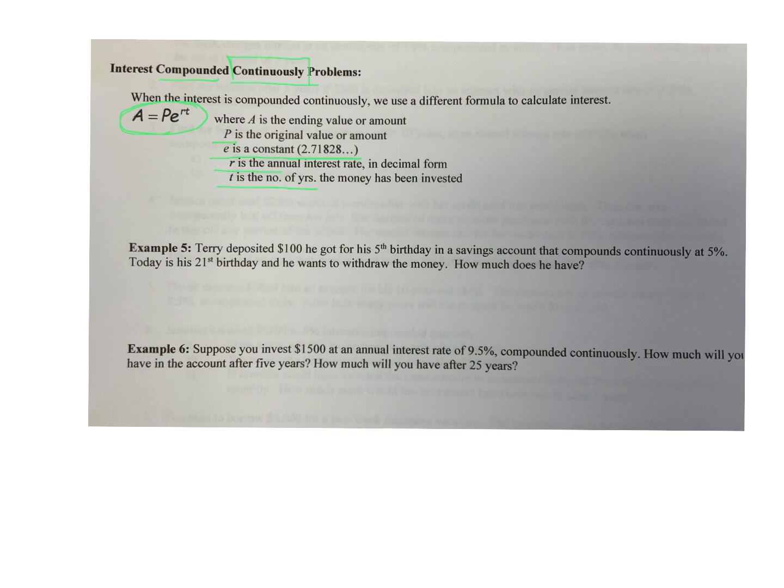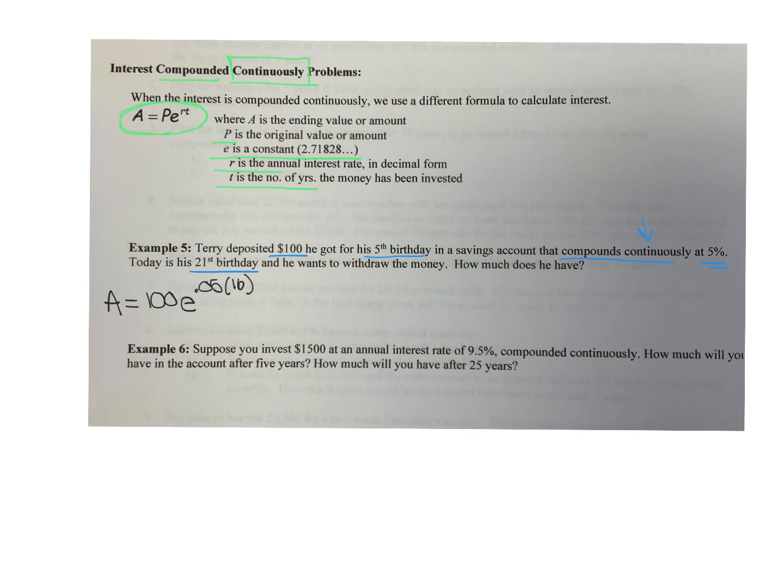So let's try this. Terry deposited $100 that he got for his 5th birthday in a savings account that compounds continuously at 5%. Keyword: continuously. Today is his 21st birthday. How much money will he have to withdraw? So my ending amount is going to equal my principal, which is 100, times e to the rate, 0.05, times t, which is how many years. If it was his 5th birthday and now it's his 21st birthday, that was 16 years.